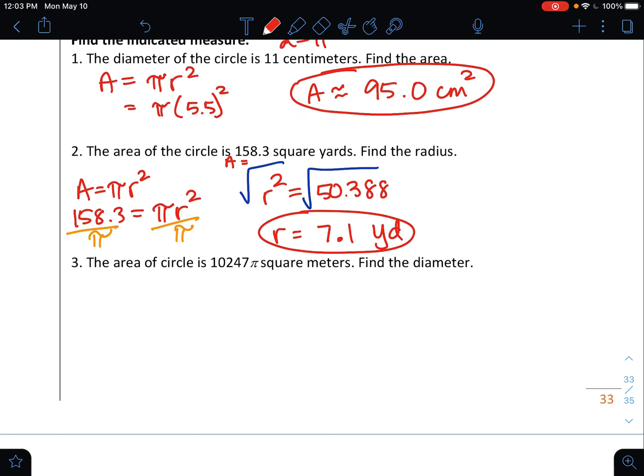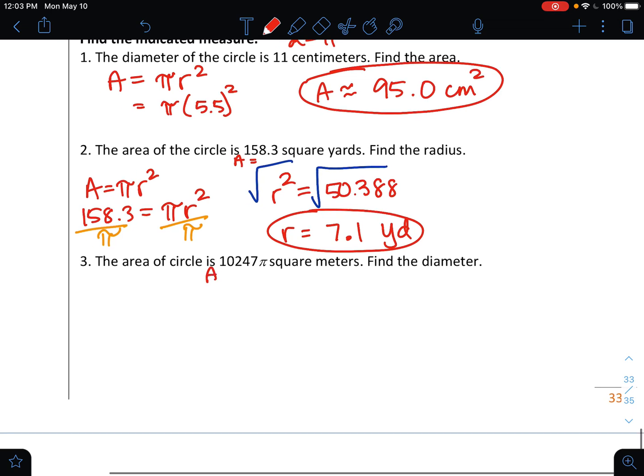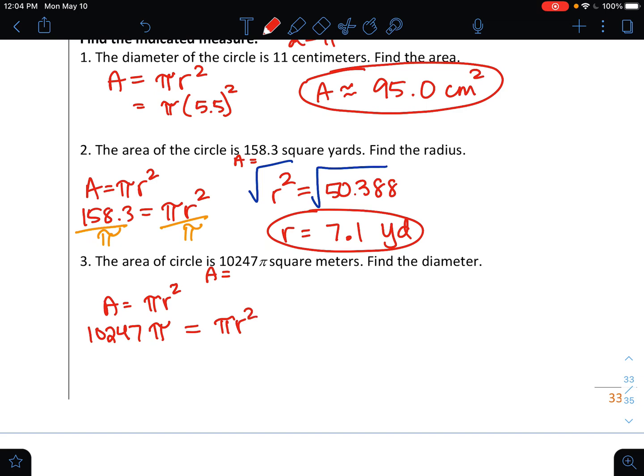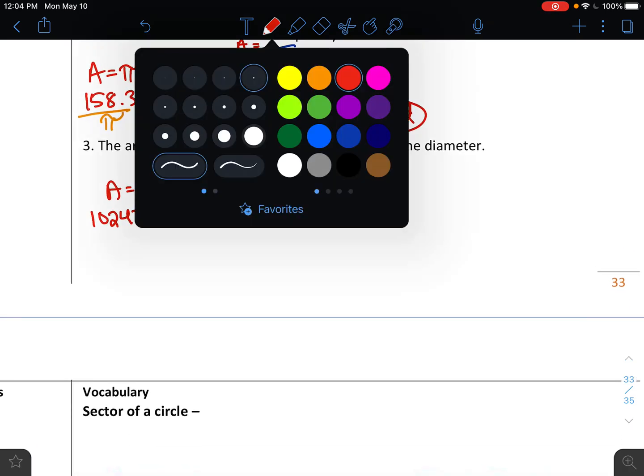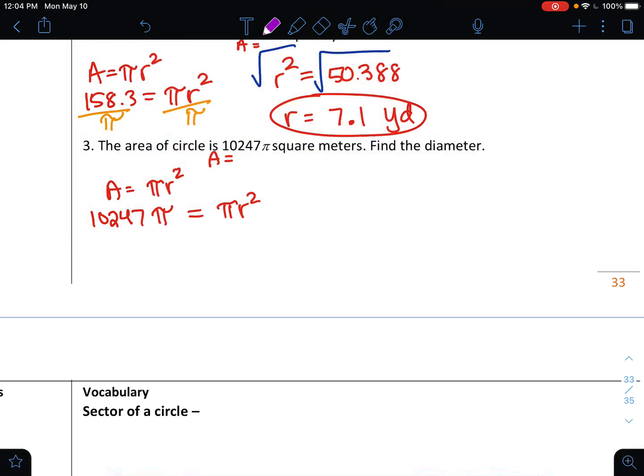Okay, number 3 says the area of a circle is 10,247 pi square meters. Find the diameter. Let's start with our area formula: A equals pi r squared. So my area includes pi. 10,247 pi equals, and then on the right-hand side, I have pi r squared. I'm solving for r because I ultimately need diameter.